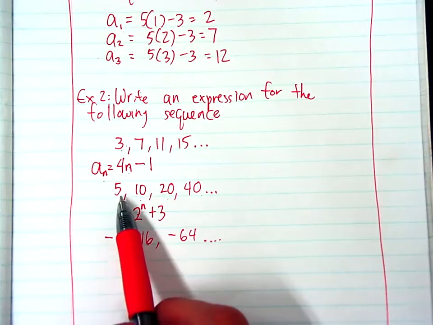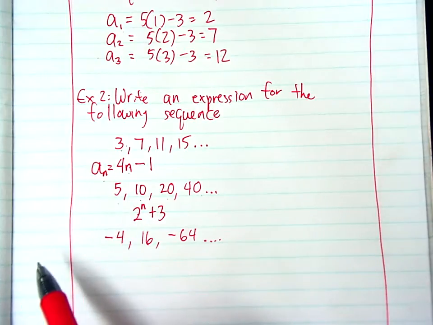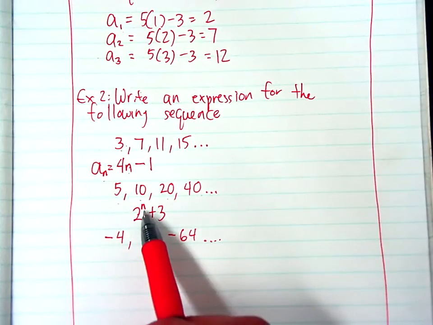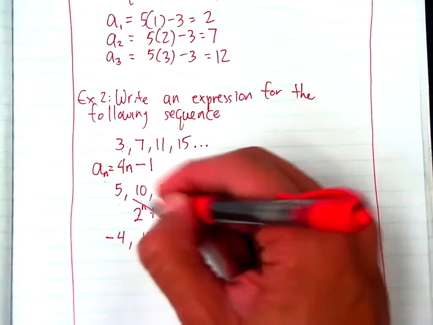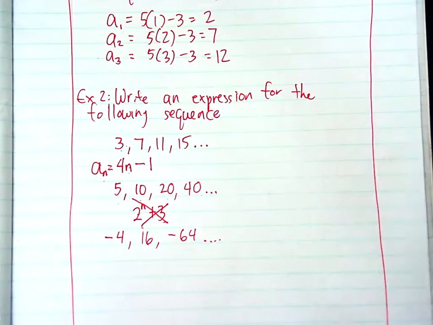I would always check more than one term to see if your sequence is correct. If I plug in 2, I should get 10. So if I plug in 2, 2 squared is 4, 4 plus 3 is 7. So this is actually not my rule. It's not going to work.